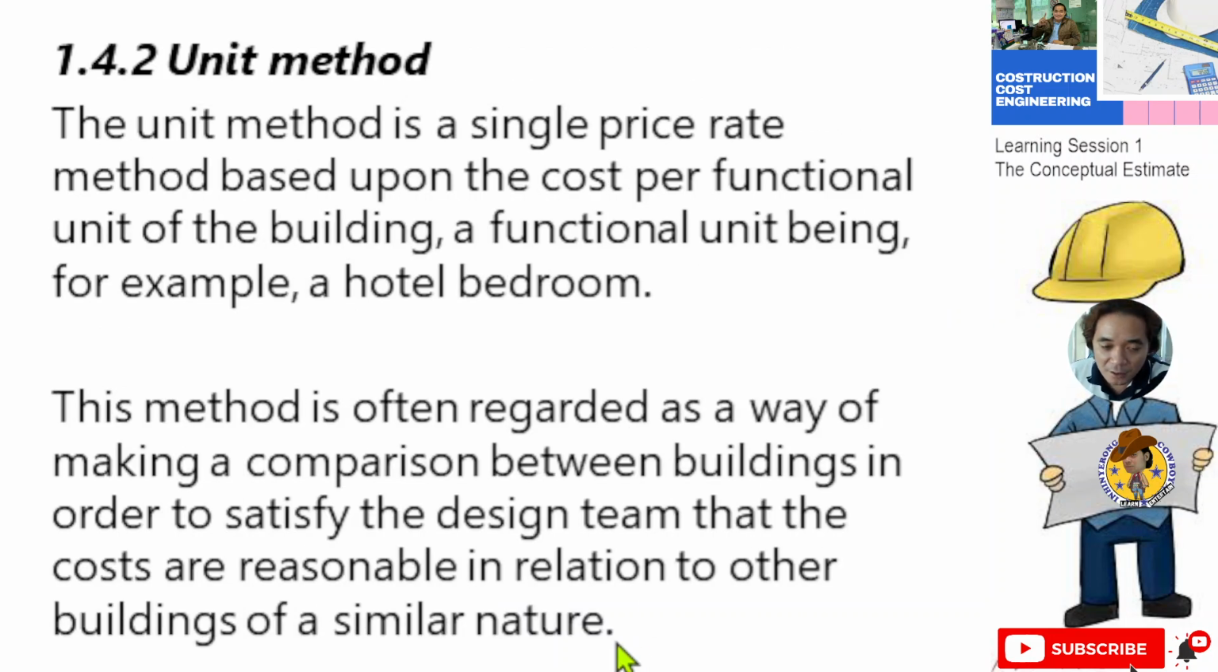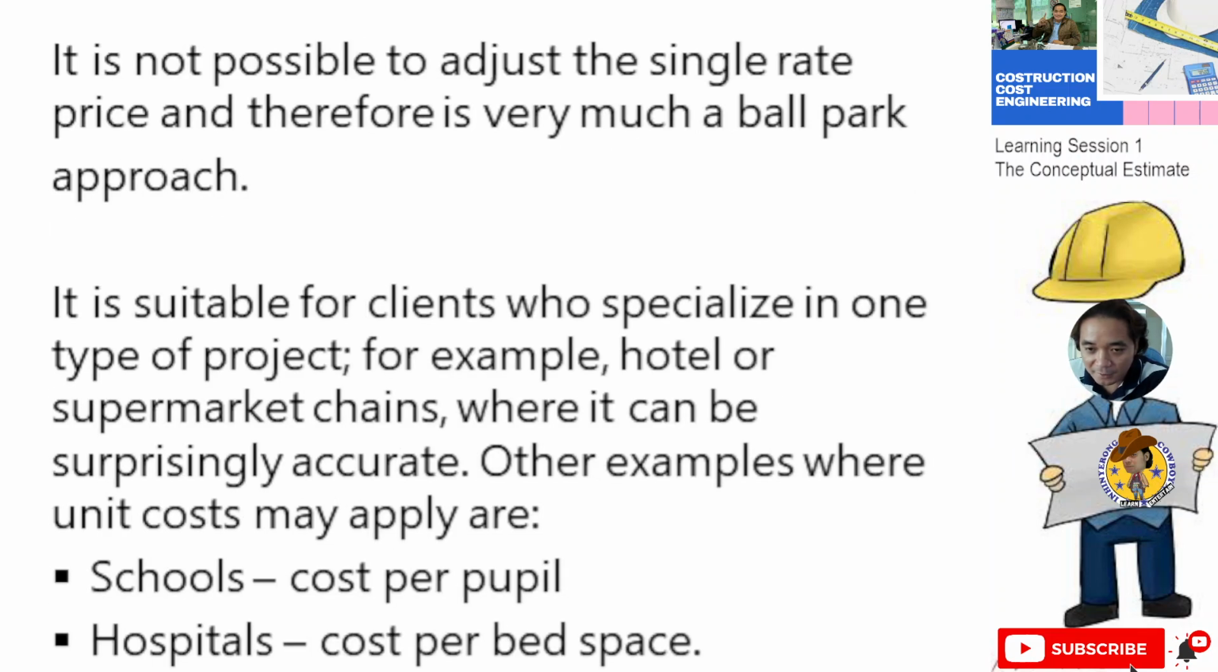The next is the unit method. The unit method is a single price rate method based upon the cost per functional unit of the building, a functional unit being, for example, a hotel bedroom. This method is often regarded as a way of making comparison between buildings in order to satisfy the design theme, and that costs are reasonable in relation to other buildings of a similar nature.